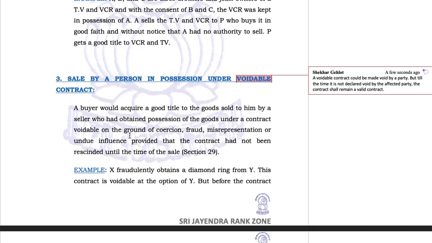Because it is a voidable contract, it has the characteristics of both a valid contract as well as a void contract. A buyer would acquire a good title to the goods sold to him by a seller who had obtained possession of the goods under a contract voidable on the grounds of coercion, fraud, misrepresentation, or undue influence, provided that the contract had not been rescinded until the time of sale. That means that at the time of sale, the contract had not been set aside by the original owner.